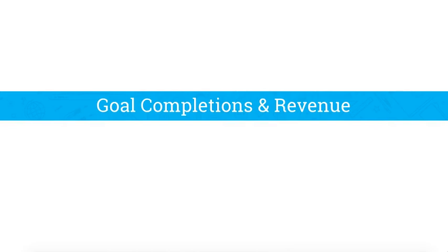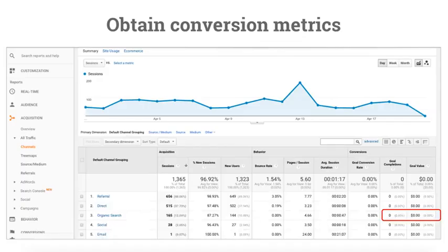Next, we're going to talk about goal completions and revenue. So in that same screen, so that's Acquisition, and you'll click on All Traffic Channels, we're going to go over to that right section, Conversions. Now, in this screenshot, there aren't conversions set up, but you can see that there's a few columns here under the conversions section, the conversions rate, the goal completions, and the goal value.